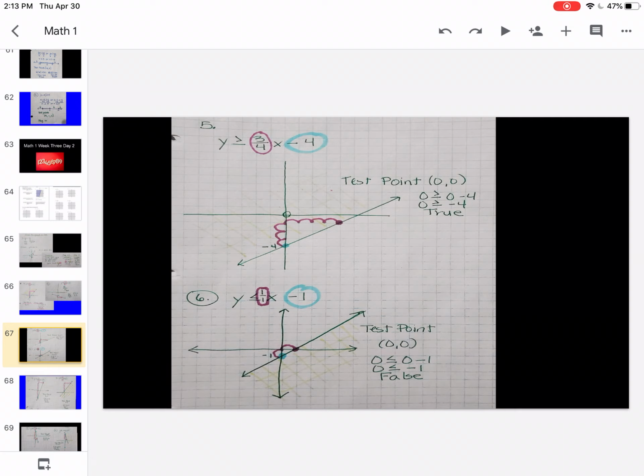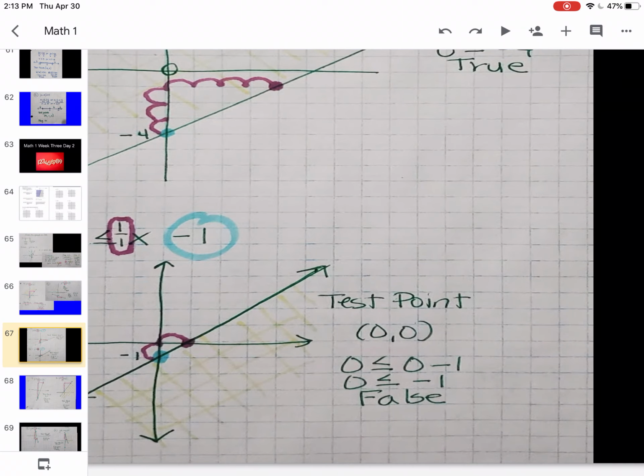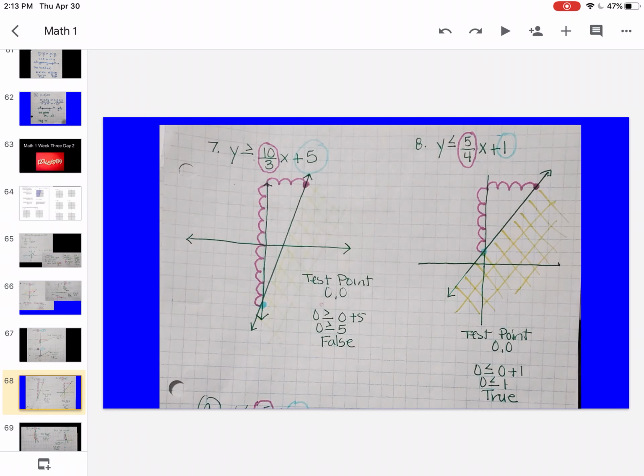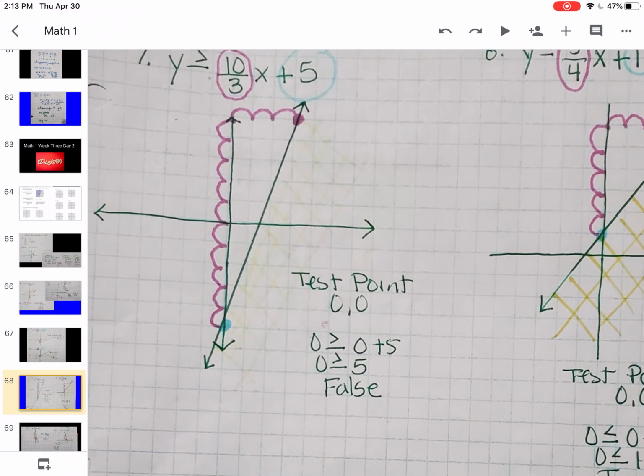So start with -1 in blue. You're going to go up 1, over 1. And then put in 0, 0. And we found out that this was false, so we did the opposite. Instead of shading in the top where 0, 0 is, we put it on the bottom. Okay, for number 7, we start at 5, we rise 10, and we go over 3. We draw our line, and then we test 0, 0. It's false, so we're going to shade in the area that's not at 0, 0.